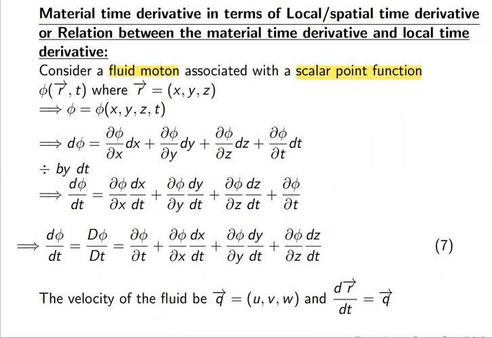t, where r is the position vector x, y, z, and our phi is a function of x, y, z and t. So what is the total differential d phi? d phi is dou phi by dou x dx, plus dou phi by dou y dy, plus dou phi by dou z dz, plus dou phi by dou t dt.